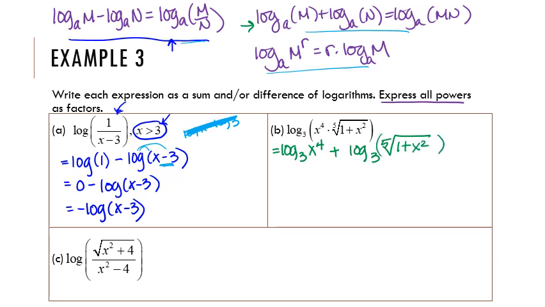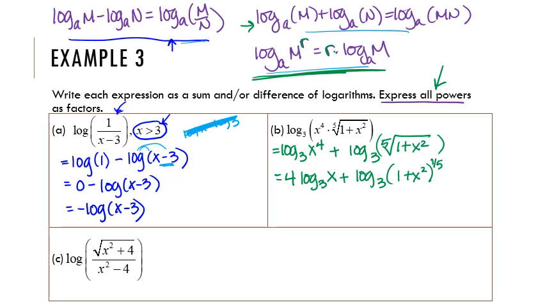Now the one thing that they want us to do is to express all powers as factors. So that means to use this property basically, where if you have a power, move it to when it's in front of the logarithm as a factor. So we'll move this 4 down. Now remember that taking the 5th root is the same thing as putting something to the 1/5 power. So now that I've rewritten it like that, I can move that 1/5 in front. And remember, again, we can't distribute this log through, so it just stays just like that. There's nothing else I can do to simplify this.